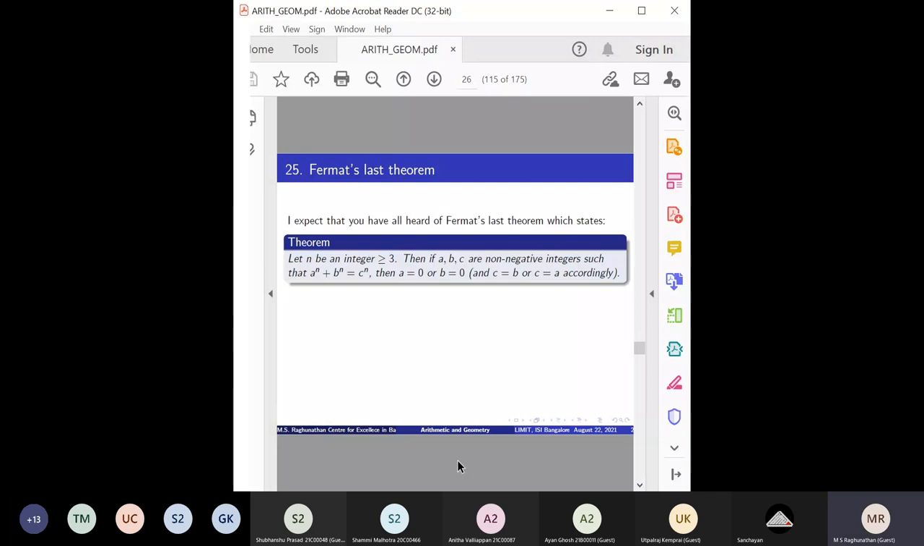Very often, this theorem is stated by assuming all a, b, c are positive. So I've included the possibility of one of them being 0, and this is the way the theorem is formulated.